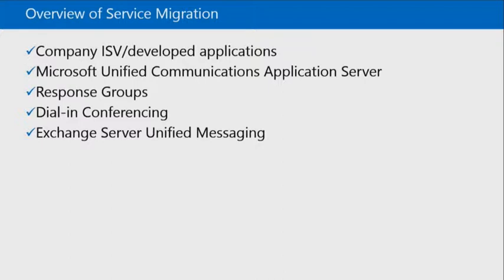There was a question the other day, why doesn't move response group have a what if command? It's because it's a migration. You have to do it, right? So it doesn't have a what if. The what if concept would be it would invoke it. Well, what's going to happen? I don't know until you do it. It's going to move. Right. So move dial-in conferencing, and then last but certainly not least, you have to change the way that Exchange Server UM is associated to Lync.